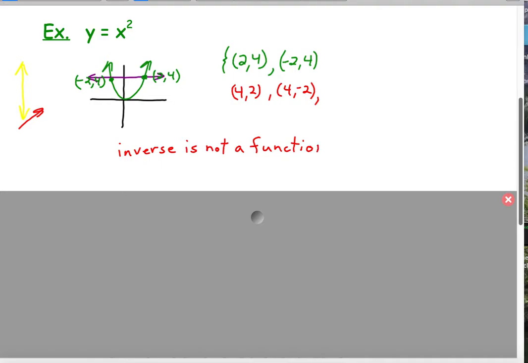And what would happen if we went ahead and just tried to solve it? We'd have x equals y squared. And then we take the square root of both sides, and we get the absolute value of y equals the square root of x. So therefore, y is equal to plus or minus the square root of x. So now if you pick a value for x to plug in, you get 2 different y values. So obviously it's not a function.